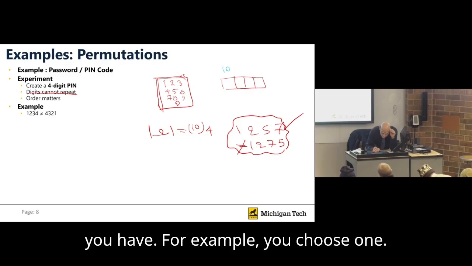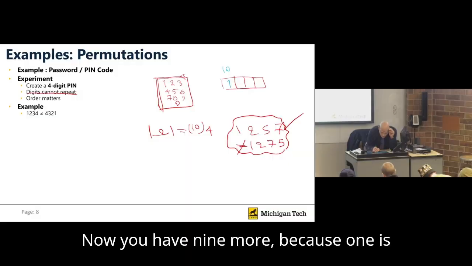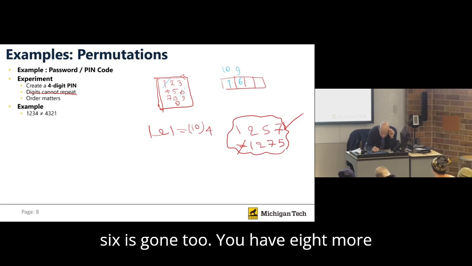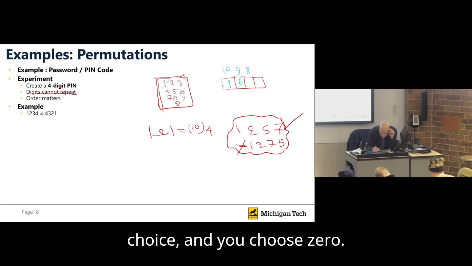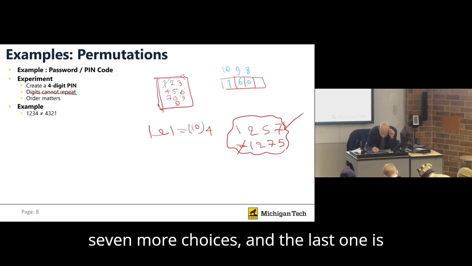10. You have 10. For example, you choose 1. Now you have 9 more, because 1 is gone. You have 9 more choices. You choose 6. Okay, 6 is gone too. You have 8 more choices, and you choose 0. And 0 is gone. You have 7 more choices, and the last one is 7, for example.